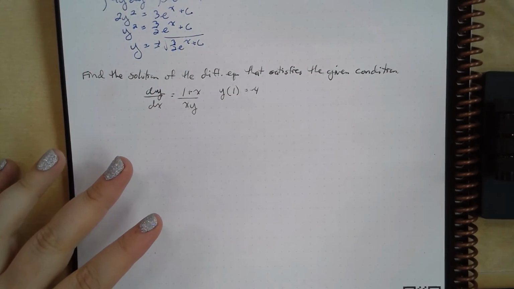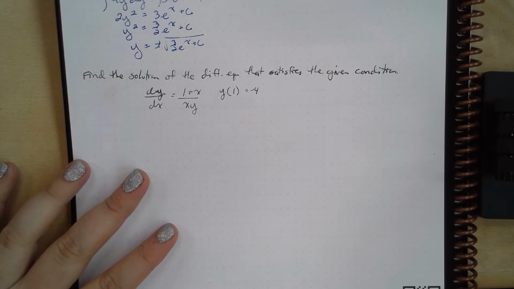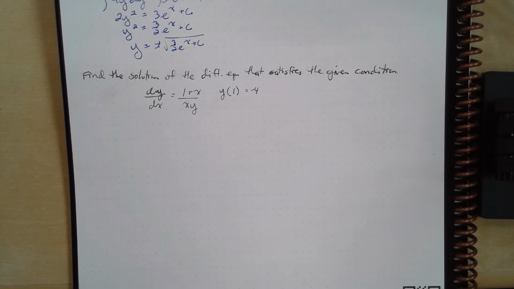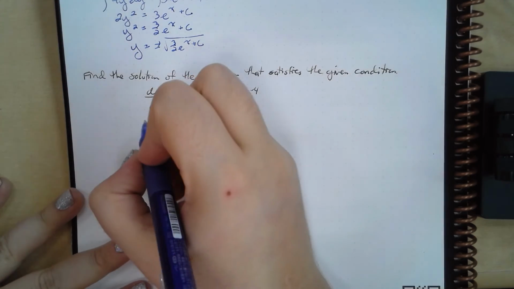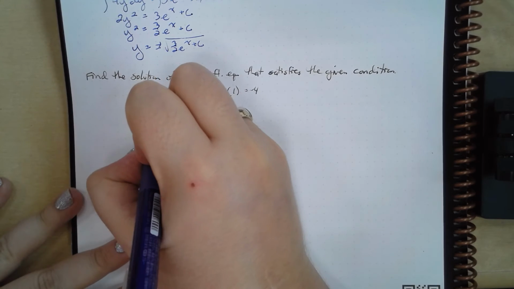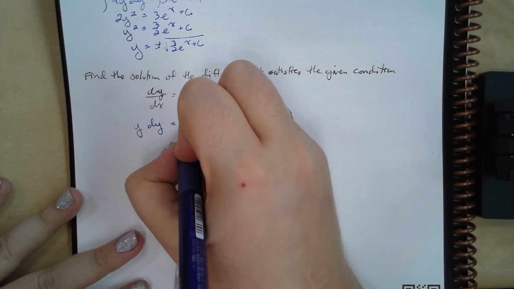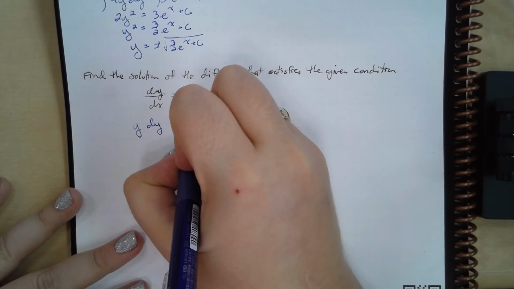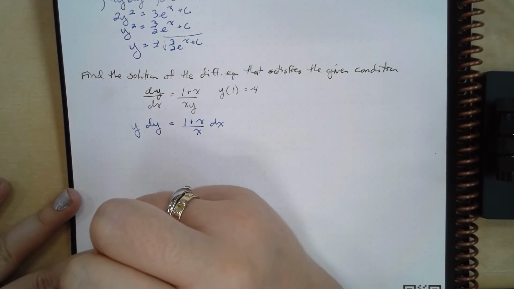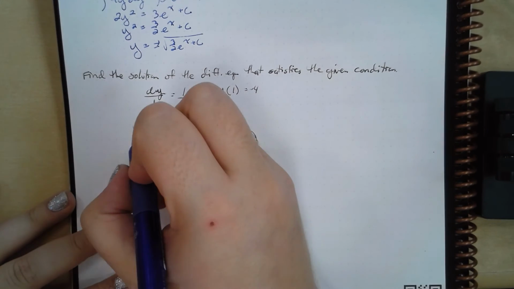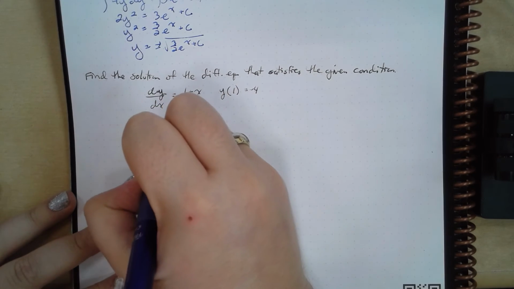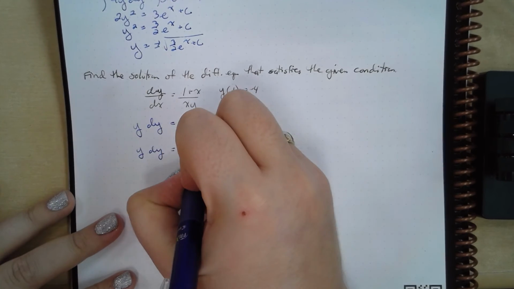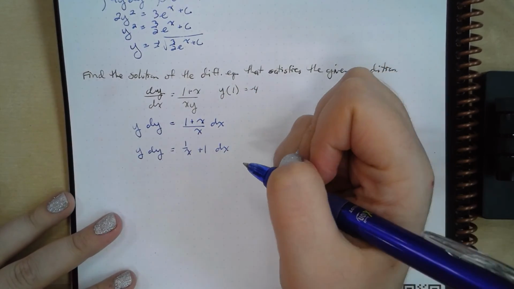We want to find the solution of the differential equation that satisfies the given condition. So we are given dy over dx is equal to 1 plus x over xy, and y of 1 is equal to negative 4. So I'm going to rewrite this here. I'm going to have y dy is equal to 1 plus x over x dx. Okay, so I'm going to rewrite this again as y dy is equal to 1 over x plus 1 dx. I think that'll be easier to integrate.